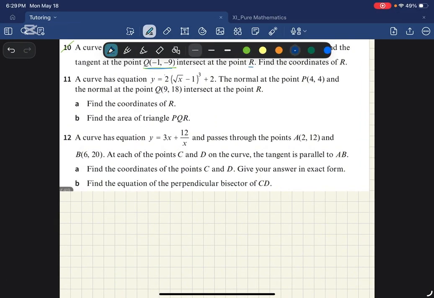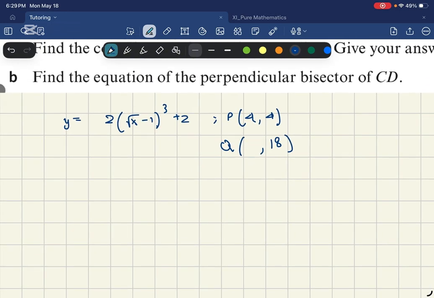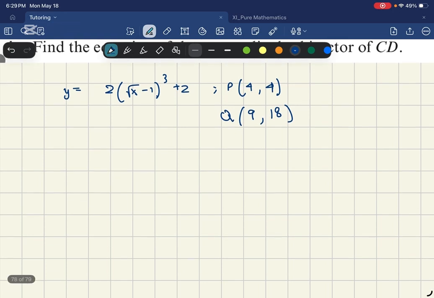A curve has this equation. So y is equal to 2 square root of x minus 1 cubed plus 2. So normal at point P. So P is 4, 4. And you have Q is 9, 18. And basically we want the normal of the two curves. Okay. 9, 18, 4, 4. So let's find the equation of the normal at the 2 points.